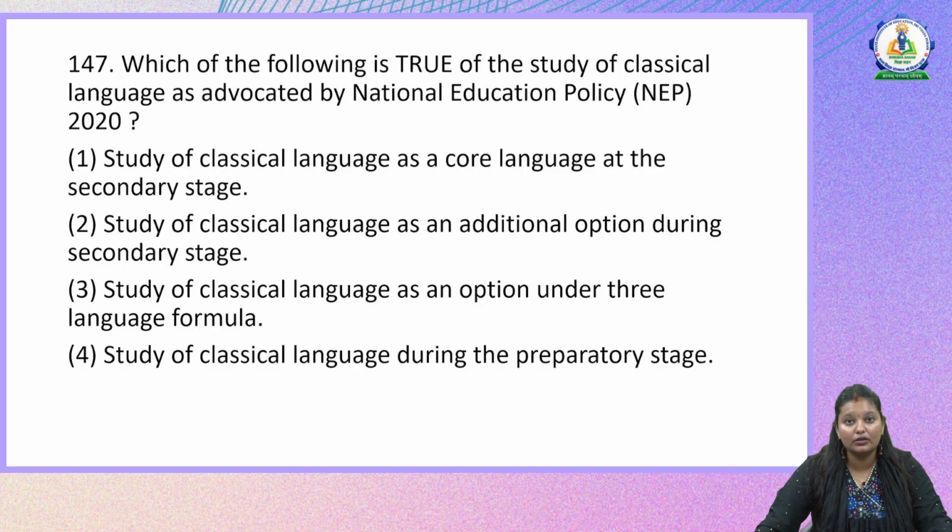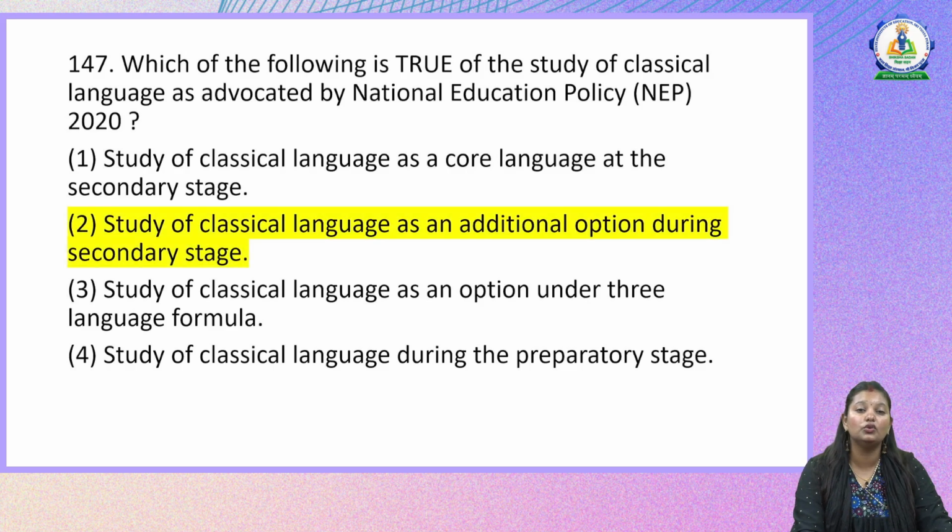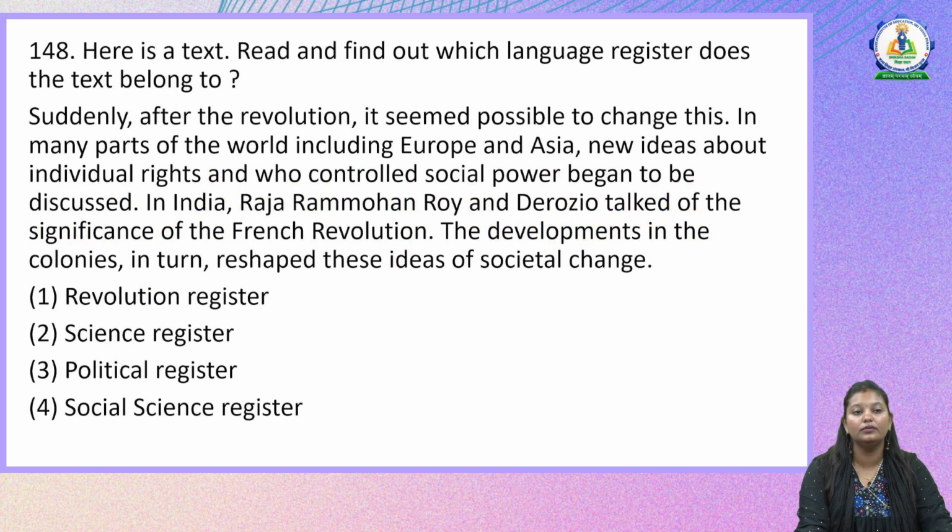So we can remove the option 4. So the right answer here is using or studying of classical language as an additional option during the secondary stage. We have already discussed how it is not part of the 3 language formula. Moving on to the next question.